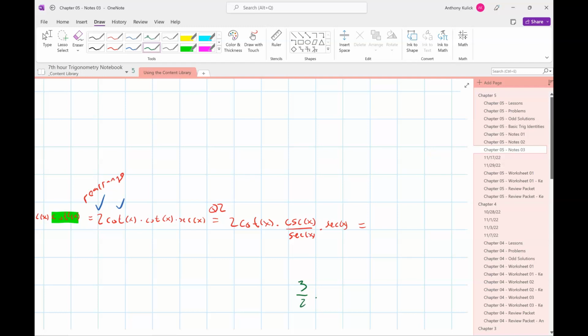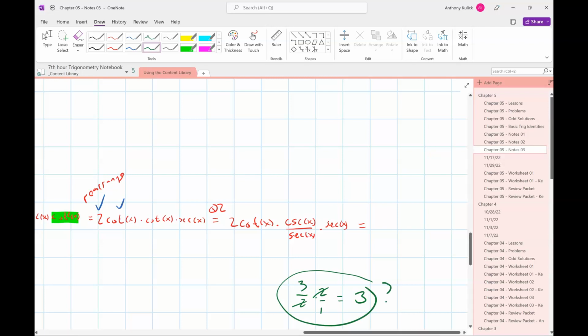If I have 3 over 2 times 2, what does that equal? Shouldn't have to think about it. 12. No, man, just 3. 2 is 2 over 1, right? That's okay. Just 3. Why did I ask this question?